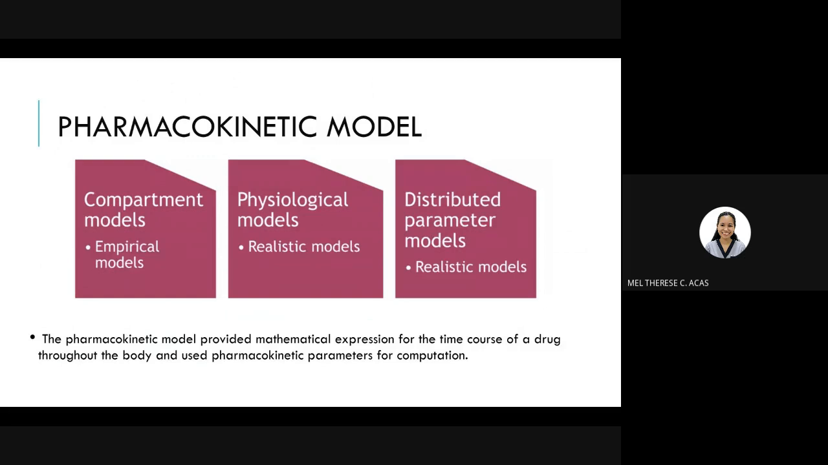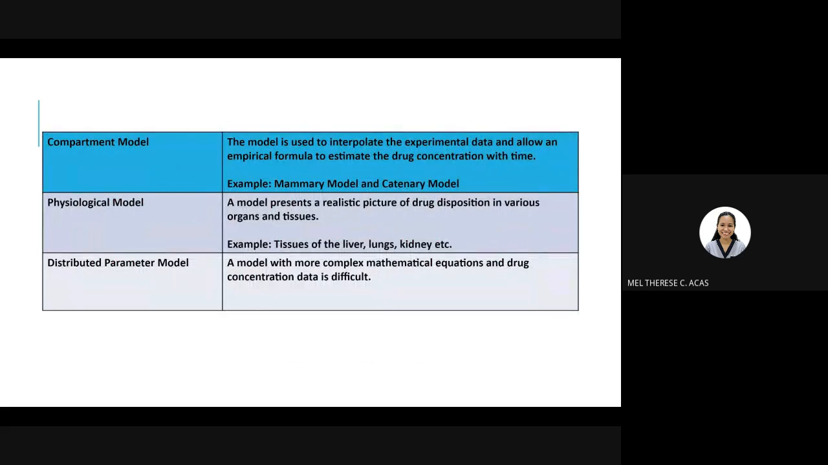This pharmacokinetic model provides a mathematical expression for the time course of a drug throughout the body. And by this, pharmacokinetic parameters are used more in computation. So, an example of the compartment model, which is under the model approach, is that it may interpolate experimental data. And this is commonly used on how we will compute the drug.